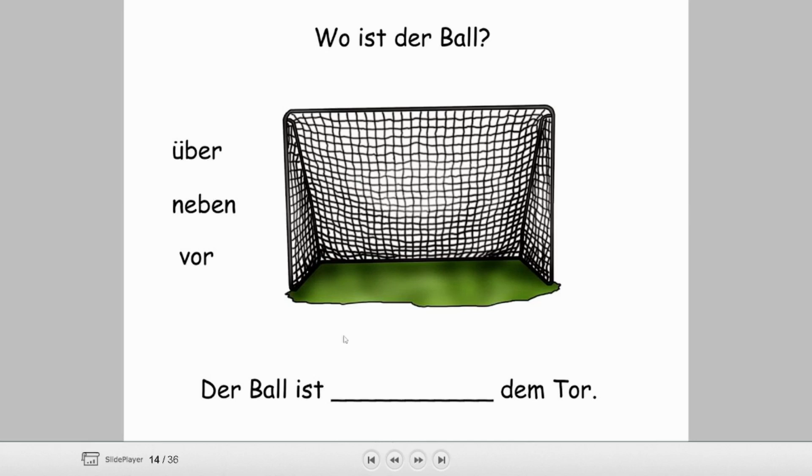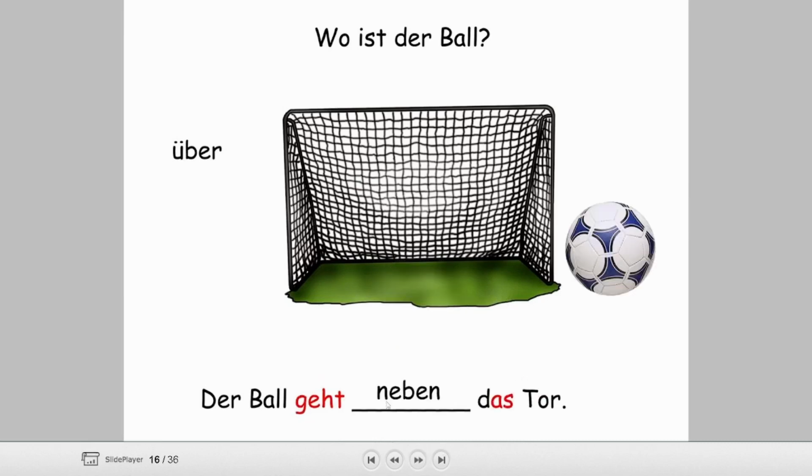Wo is the ball? Now we will see a mix of accusative and dative, and how we will use them. The ball is vor dem Tor. So it is in front of the door. It's not moving, it is stationary. Again dative. The ball geht neben das Tor. So we are saying the ball is going next to the door. So you have to use accusative here, because it's moving, wohin, in which direction the ball is going. The ball is going in this direction, next to the gate.